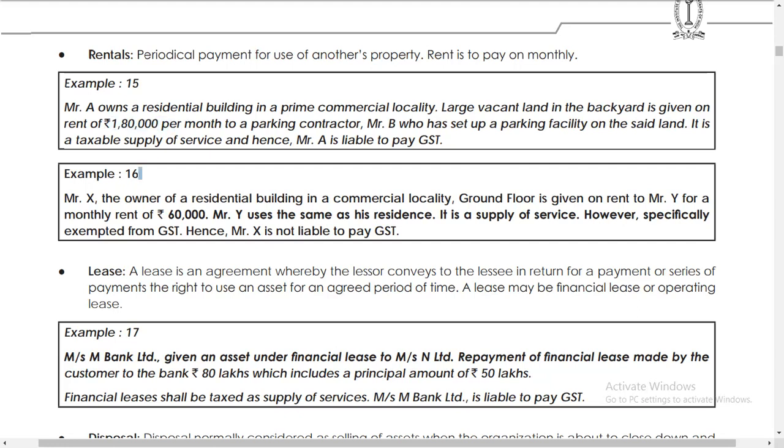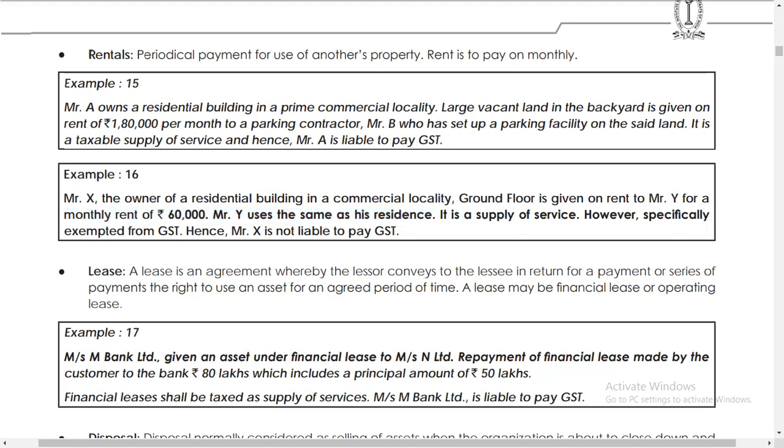We are going to example 16, that is Mr. X, the owner of a residential building in a commercial locality. Mr. X is the owner of a residential building. Just be careful, here is the twist in this question. The ground floor is given on rent to Mr. Y. Mr. X, as the owner of the residential building, gave rent to Mr. Y for residential purpose. Monthly rent is 60,000. Mr. Y uses the same as his residence. What he did, he is using it for residential purpose.